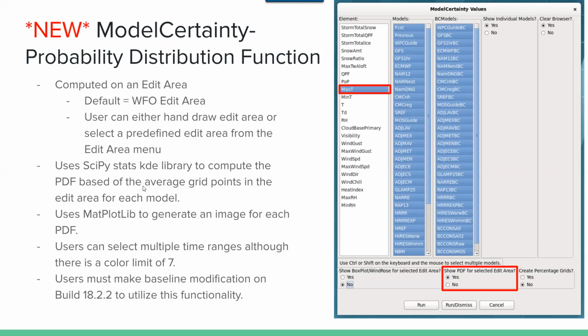The idea with this probability is I had to import a new stats package. Not really new, but it's something extra to Python. It's the SciPy stats KDE package. And so once I grabbed the mean of each model for the edit area, I threw this into this SciPy and basically computed what the PDF would look like. And then threw that into Matplotlib.